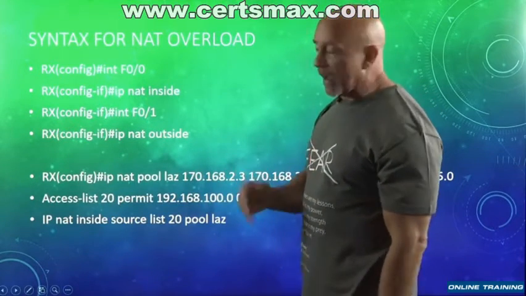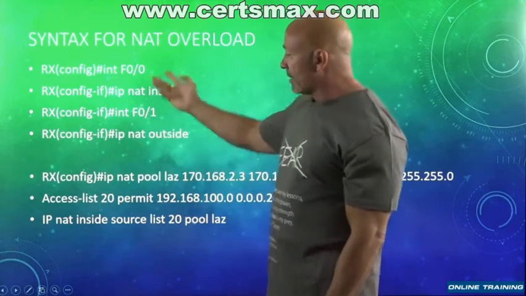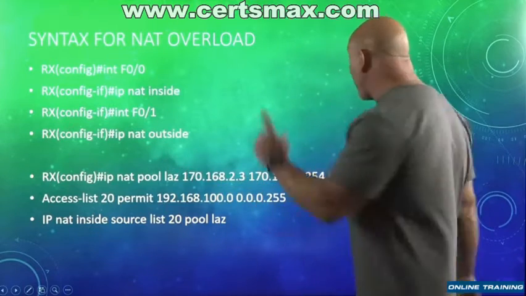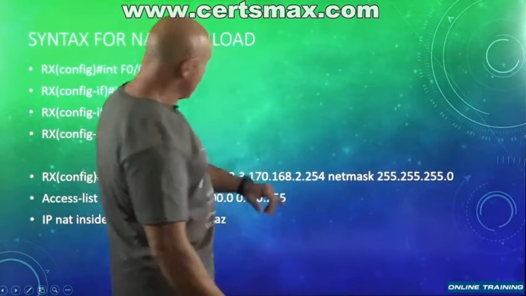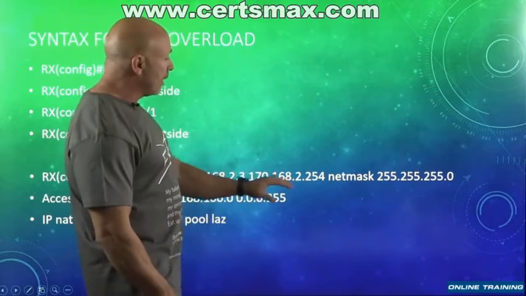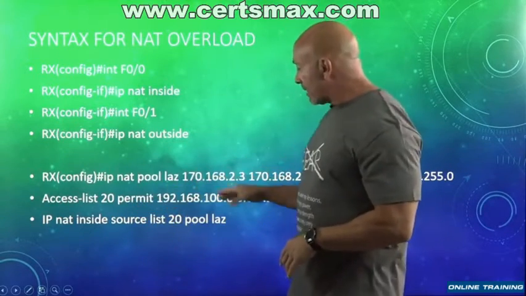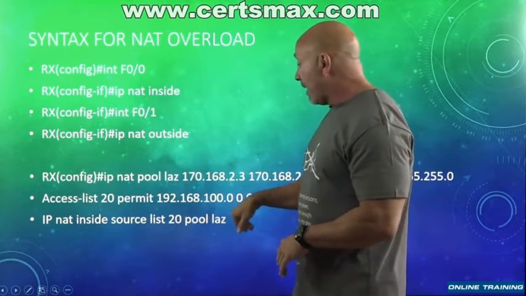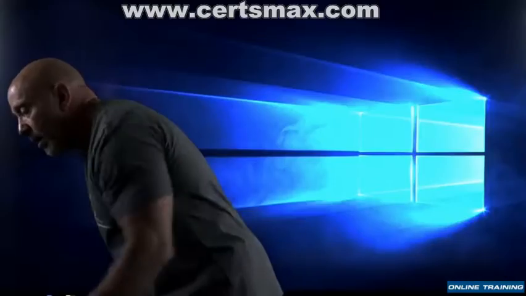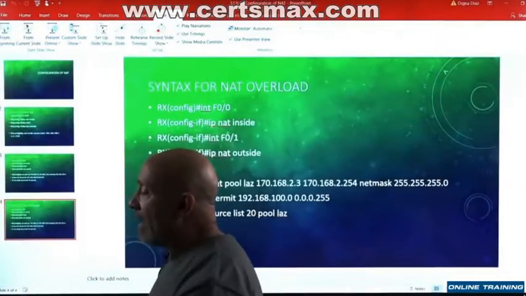Now, the one that we're going to do right now is NAT overload, or PAT. Same thing for the interfaces, inside, outside. And then we create a pool. I should have changed this, but that's okay, we're going to do it in the lab anyway. It's really a pool of one address. All we need is one. And then we put the netmask. And then we do the same thing, the access list to permit the network. And then ip nat inside source list 20 pool LAS, and a magical word called overload. We're going to talk about that as we do it now in the lab.